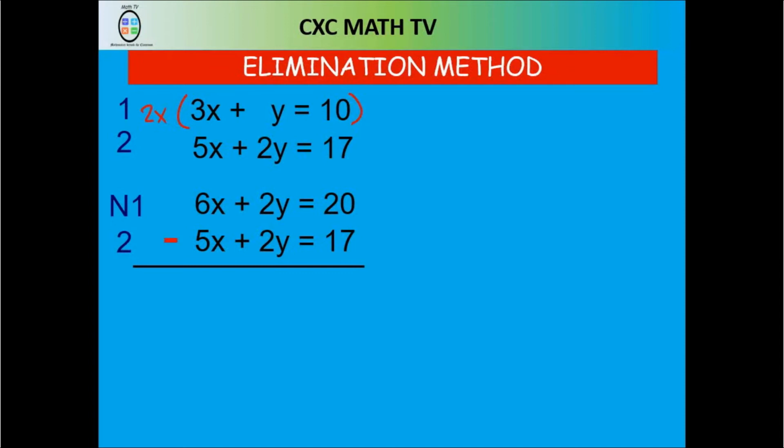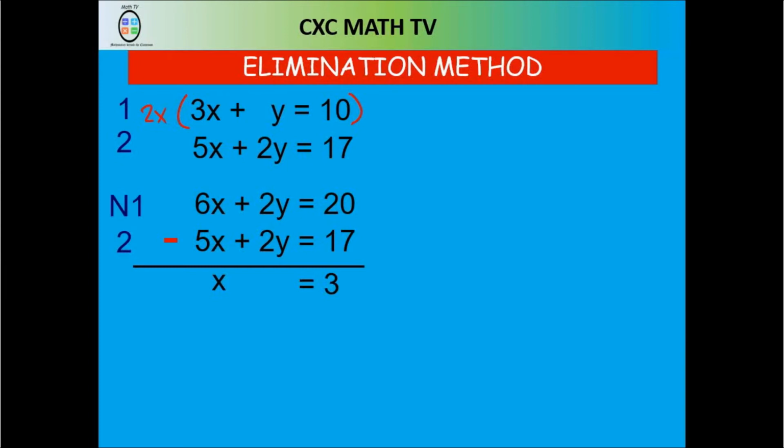Now since the signs are the same, 2y and 2y, they're both being positive, we can subtract the two equations. Subtracting the two equations, 6x minus 5x, that becomes x. 2y minus y, those cancel. And 20 minus 17 equals 3. So in this case, we get our x is equal to 3. Lovely.